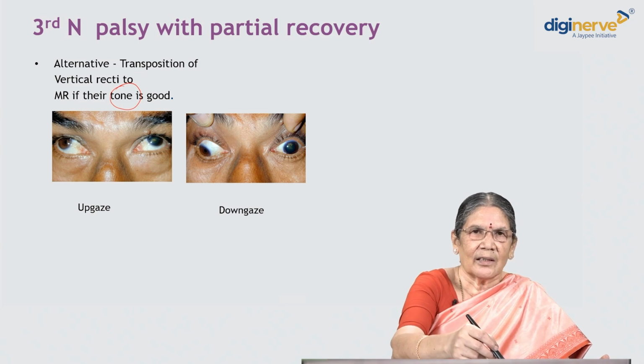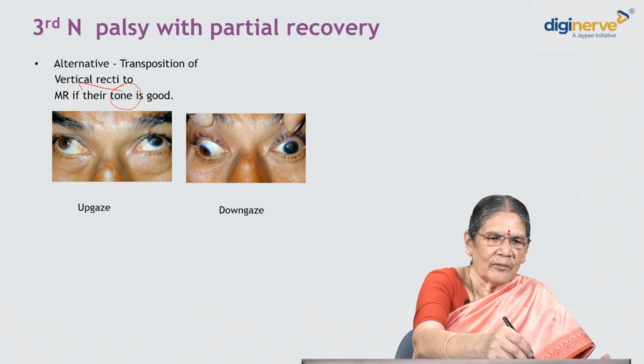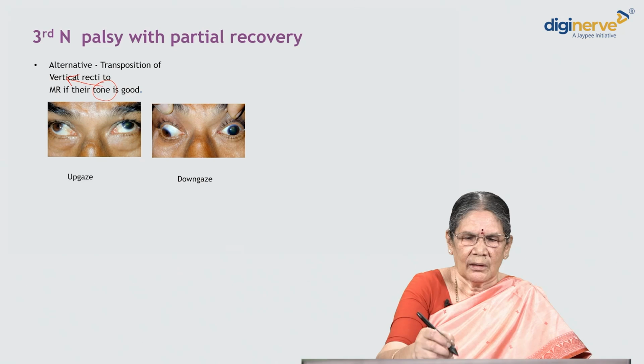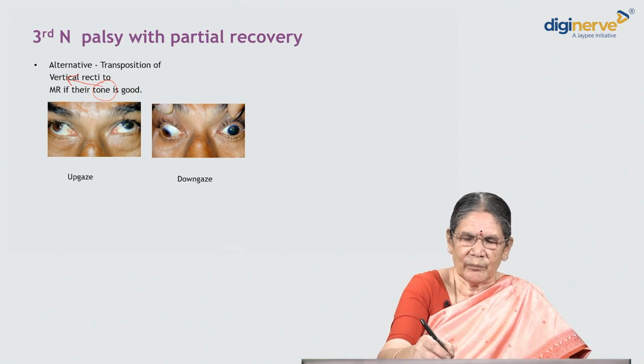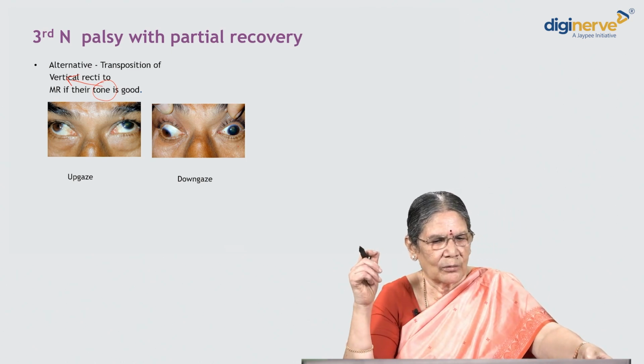The medial rectus is not adducting properly, causing exotropia. The tone of the vertical recti must be good. So, you transfer the superior rectus and the inferior rectus to the medial rectus. So, the medial rectus tone will get better, it will adduct much better, and the results will be much better.